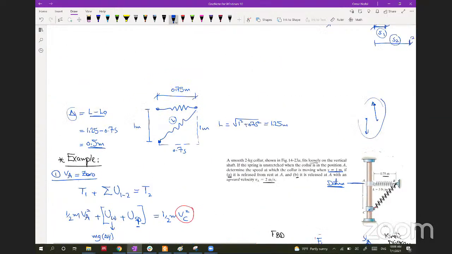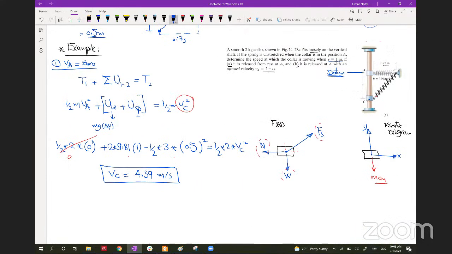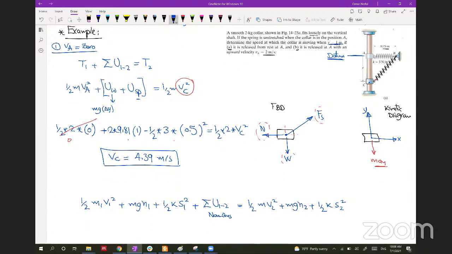Actually, it's a long equation. If we can copy it, no problem. So let's write it again. So it's half m1 v1 square plus mgh1 plus half k s1 square plus the work done by the non-conservative forces will be equal to half m v2 square plus mgh2 plus half k s2 square. So let's put the components and let's see what is equal to 0 here.